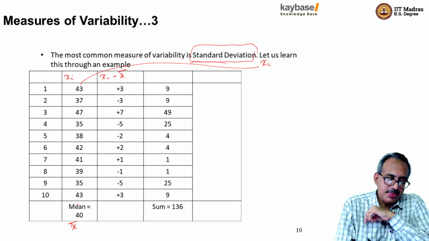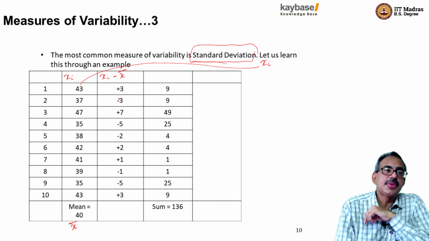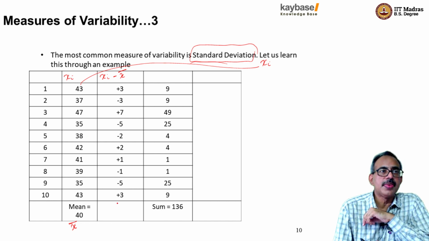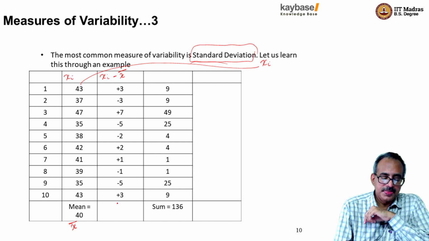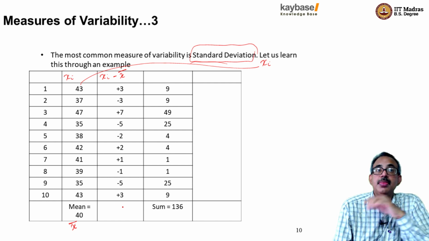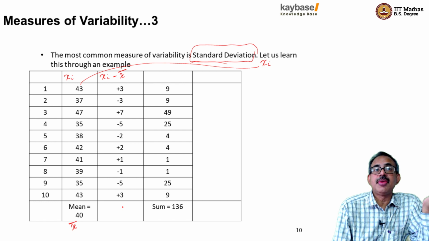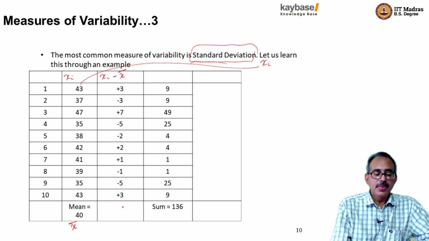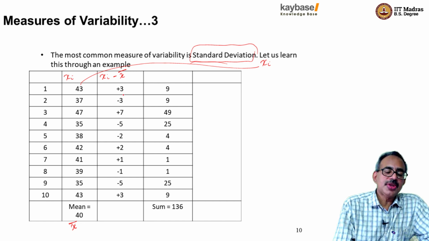So 43 minus 40 is plus 3. 37 minus 40 is minus 3. So on and so forth. If we add all of this, it will come to 0 because the plus and minus will cancel out. So we can't just add all of this. That looks like the variability is 0, which is not correct. Therefore, we have to remove the negative sign, so we square it.